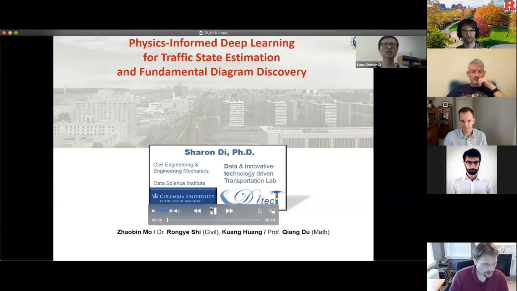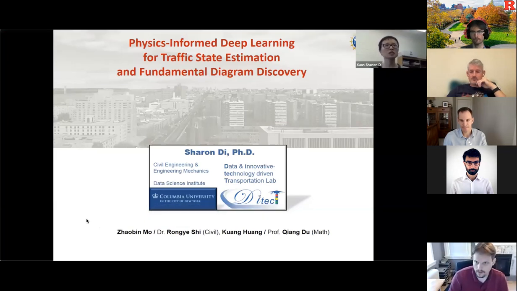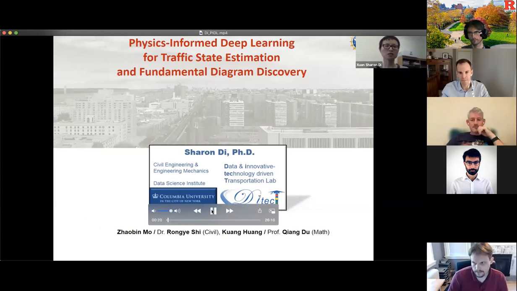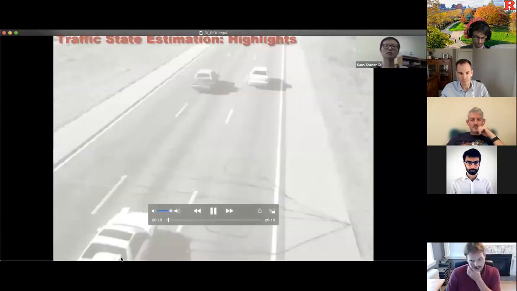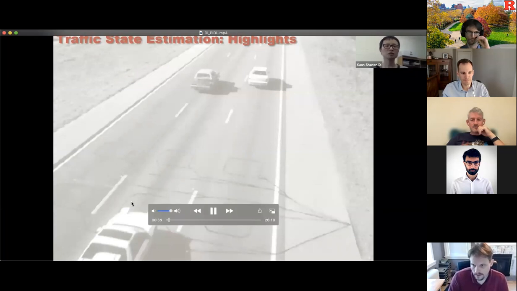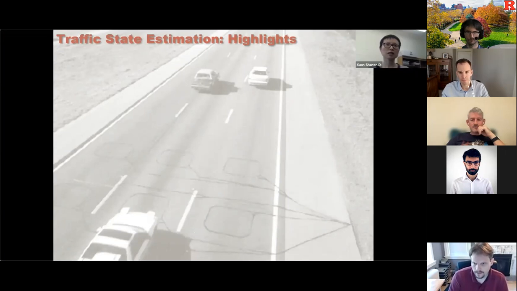At Columbia University, and today I want to talk about our ongoing work using physics-informed deep learning for traffic state estimation and the discovery of fundamental diagram. This is a joint work with my PhD student and postdoc, as well as my collaborators from applied math. Traffic state estimation is an old problem. Basically, traffic engineers aim to infer the spatial temporal evolution of traffic states using data collected from sensors. So the states can be represented by traffic density, speed, and volume. And the sensors include conventional loop detectors, probe vehicles, and overhead cameras.